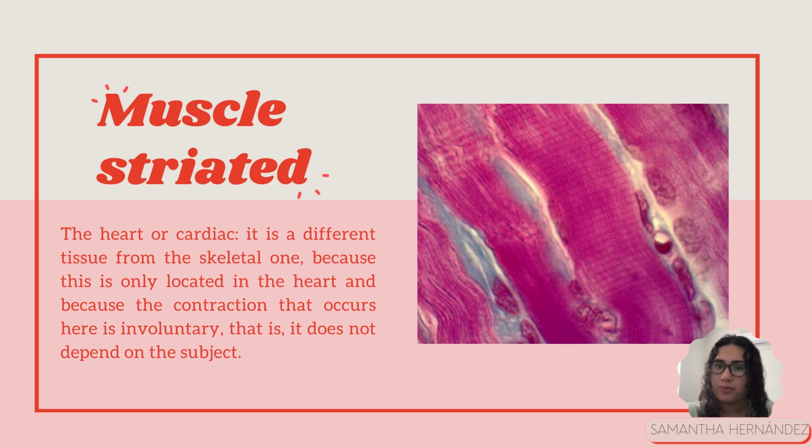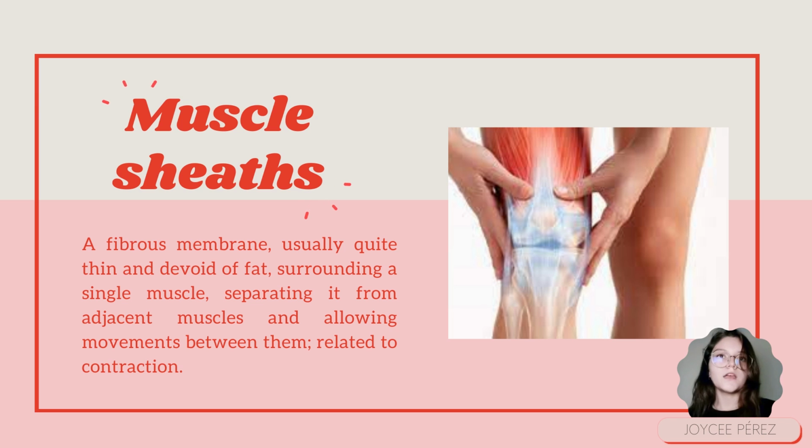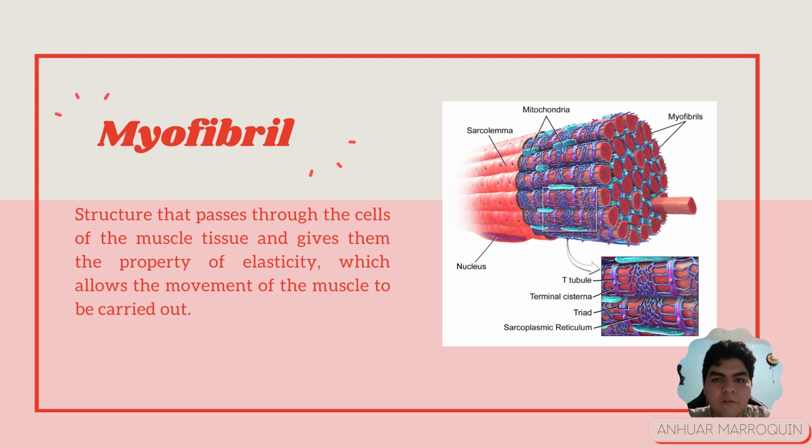Muscle sheets, a fibrous membrane usually quite thin and devoid of fat, surrounding a single muscle, separating it from adjacent muscles and allowing movement between them related to contraction. Myofibril, a structure that passes through the cells of the muscle tissue and gives them the property of elasticity, which allows the movement of the muscle to be carried out.